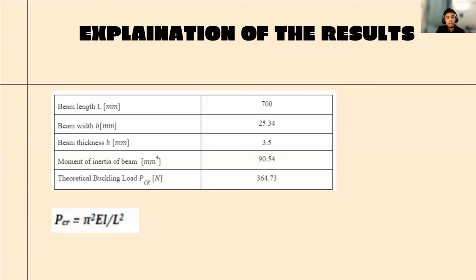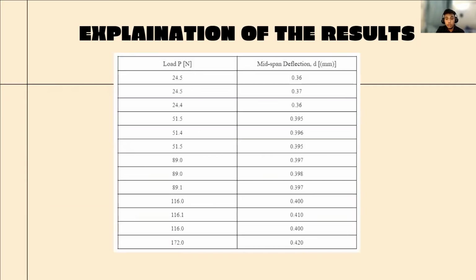Next, I will talk about the results. Firstly, we need to get the measurements of the beam, like length, width, and also the thickness, so that we can find the value of inertia. Next, we need to find the value of P critical by using the formula shown in the slide, which is pi squared multiplied by elasticity multiplied by moment of inertia, divided by L squared. L is the length of the slender column or the length of the beam. There should be a K in the formula, but in this experiment we only use a pin support, which brings the value of K equal to 1.